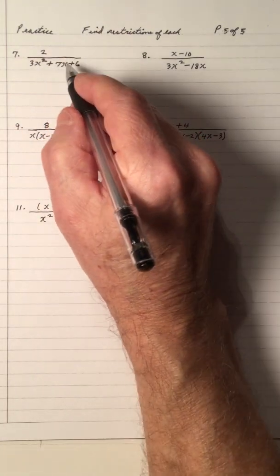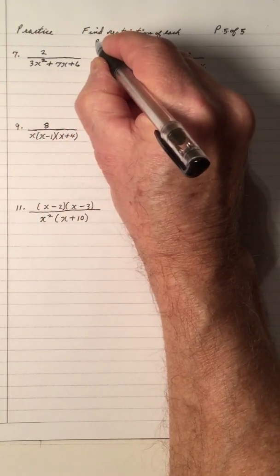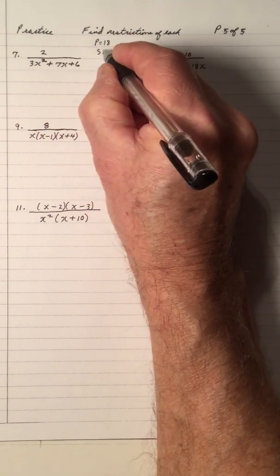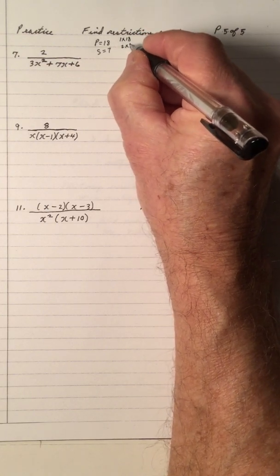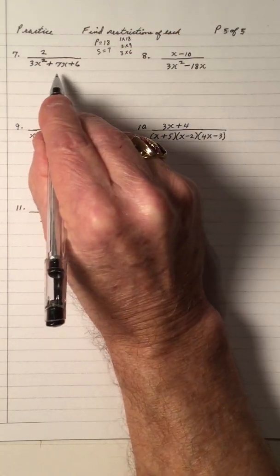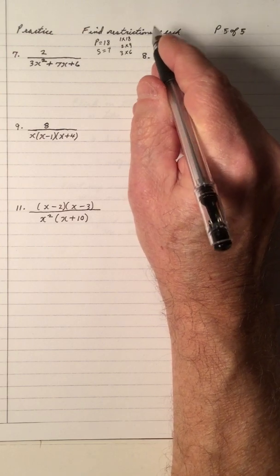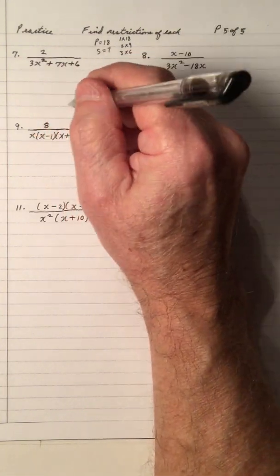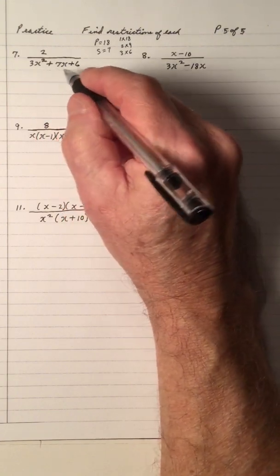Now, this one is different because this is the tougher one. 3 is not a GCF. So here we go. The product, 3 times 6, is 18. The sum is 7. What are the factors of 18? 1 times 18, 2 times 9, 3 times 6. Which pair of factors will give you a 7? And what happens? None of them. This can't factor.